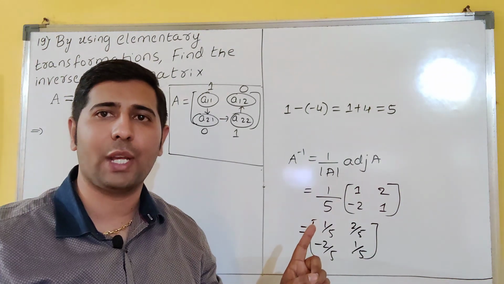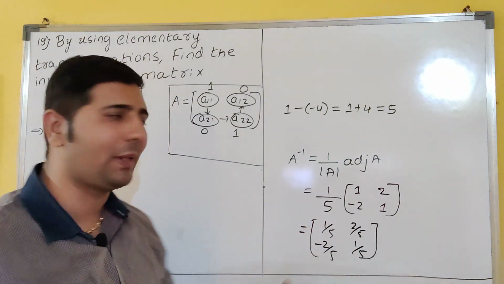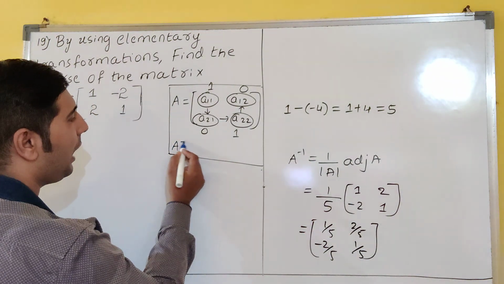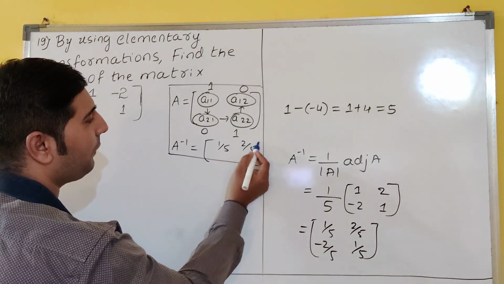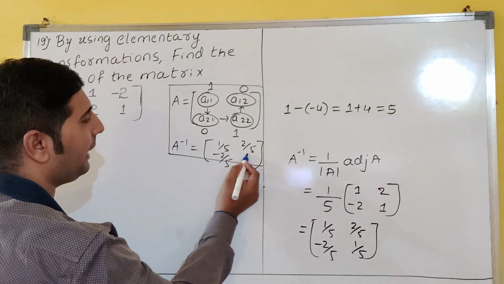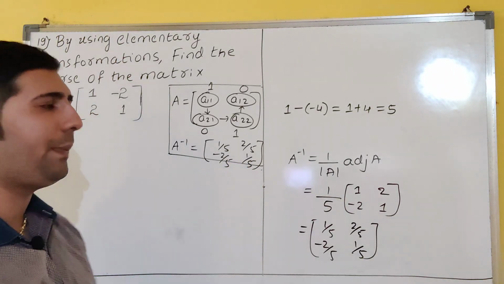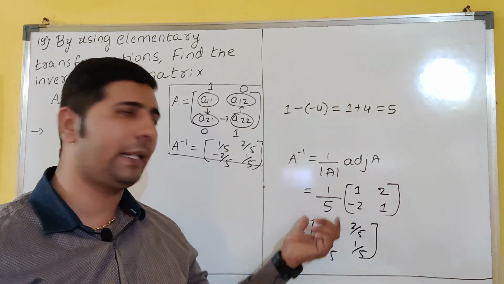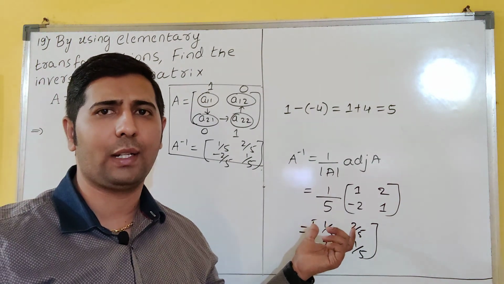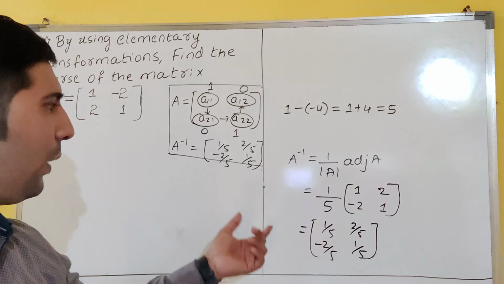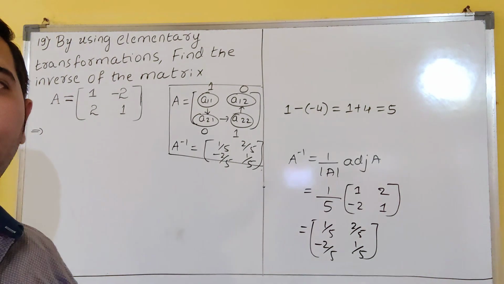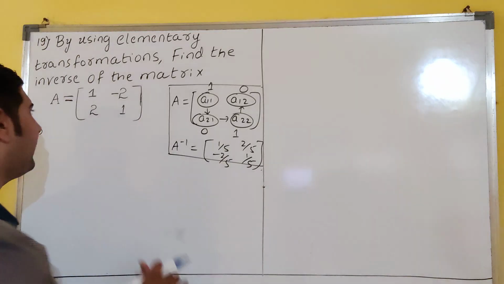Before solving the question, we know the answer, dear students. So I can write here, afterwards we can verify: 1 by 5, 2 by 5, minus 2 by 5, 1 by 5. This is not required for us, but it is for your verification. If you want, you can copy this. Let us continue the answer, dear students.